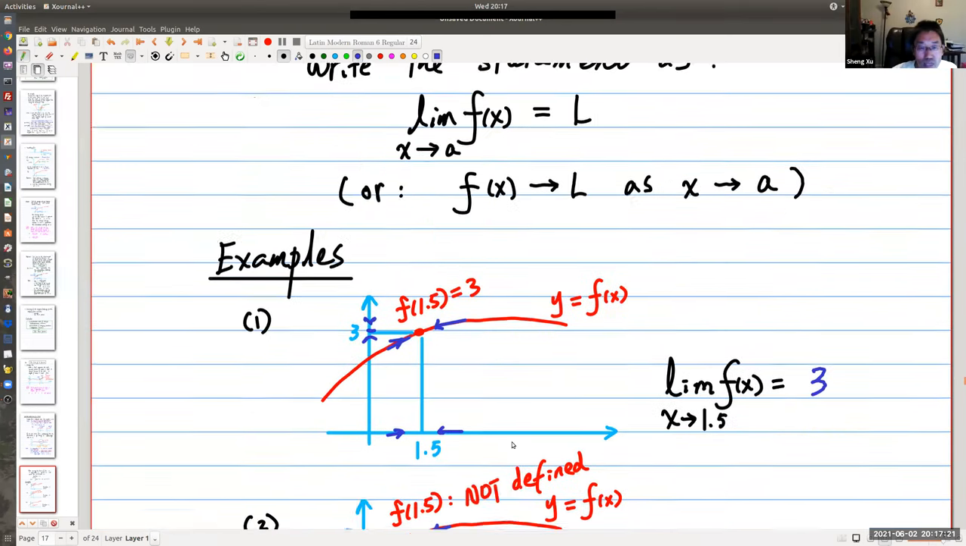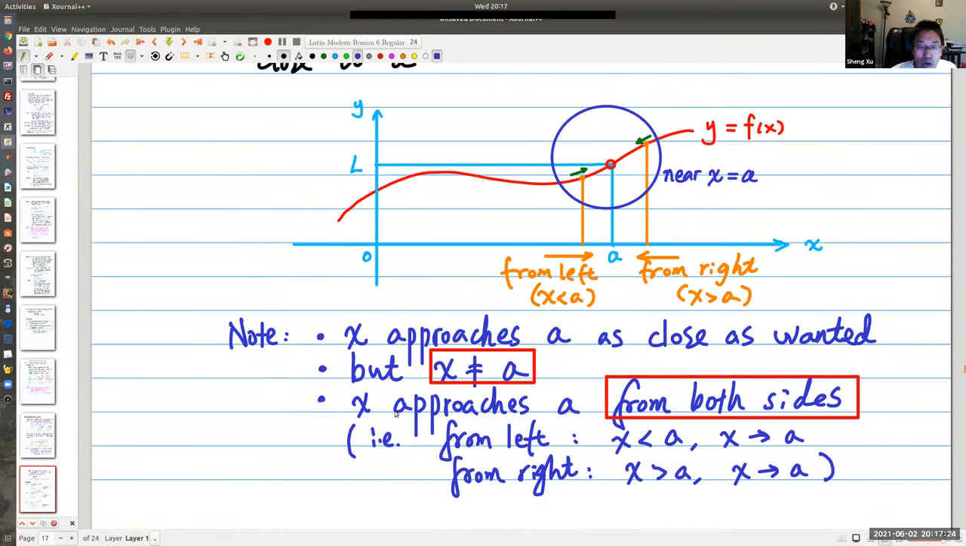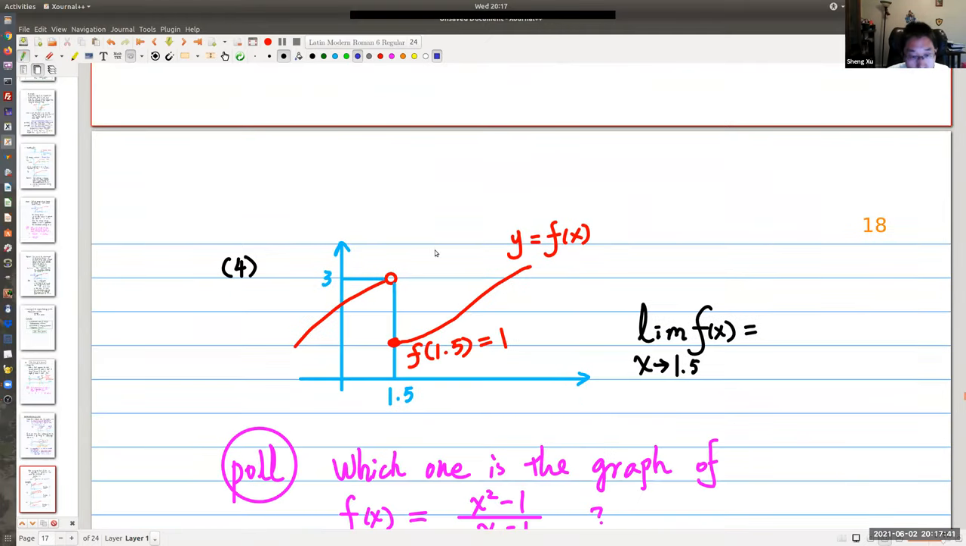So this one, I didn't emphasize before. If you read my interpretation, when we say x approaches a, from both sides, from left and from right, they end up at the same height. But that's not the case here. When you approach from the left, you are getting closer and closer to that 3. But if you walk down on this part here, as x approaches 1.5, you are getting closer to this height, which is 1. This value here is 1. So you cannot say the limit as x approaches 1.5 of this f of x is equal to some fixed value, because you have different situations.